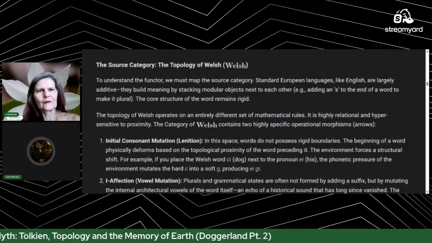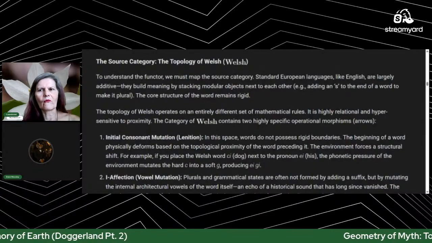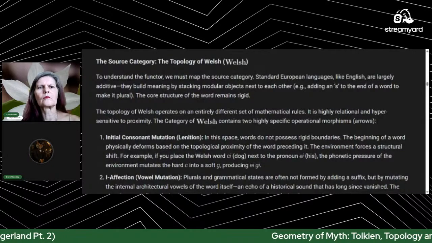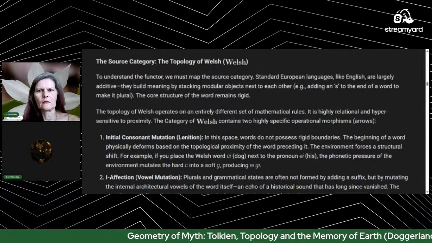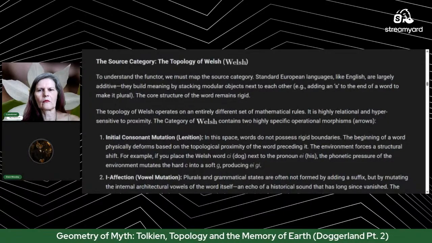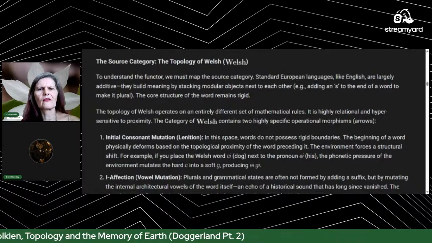To understand the functor, we must map the source category. Standard European languages like English are largely additive. They build meaning by stacking modular objects next to each other, like adding an S to the end of a word to make it plural. The core structure of the word remains rigid.